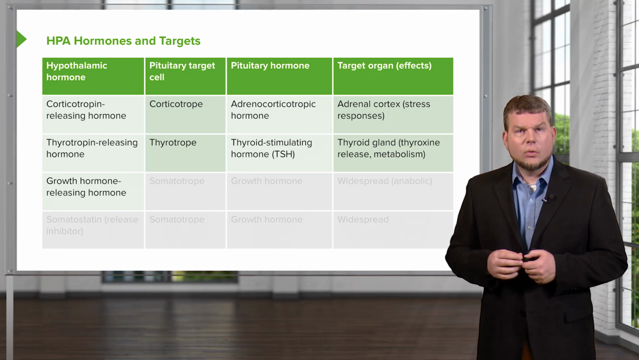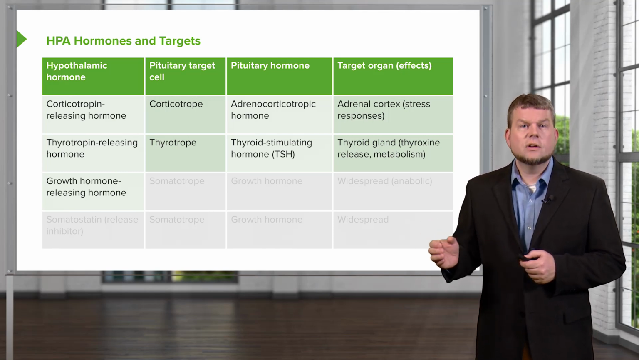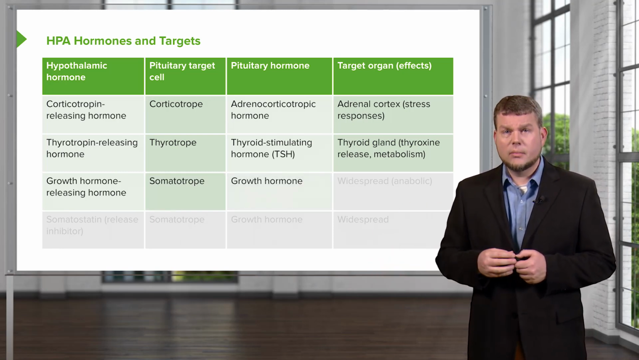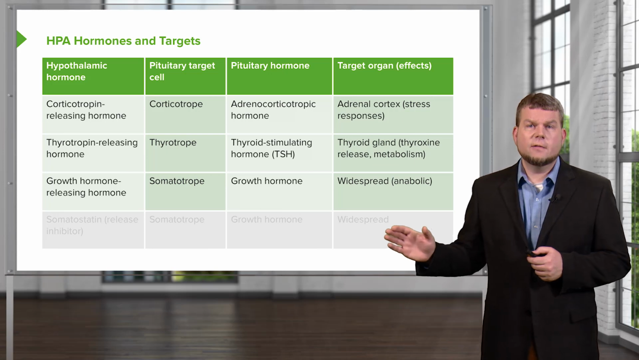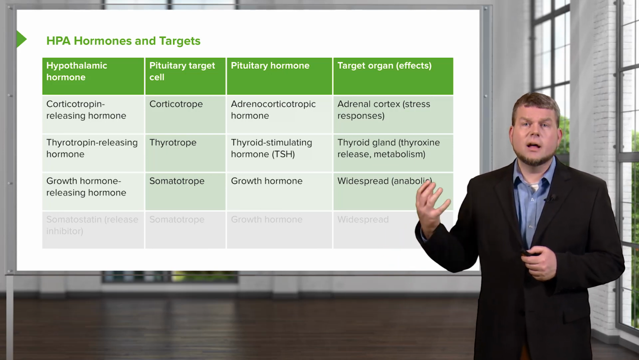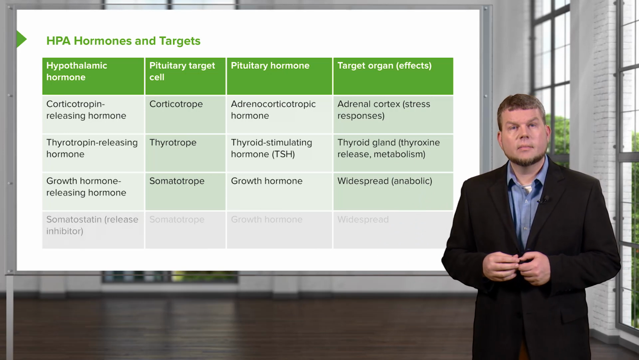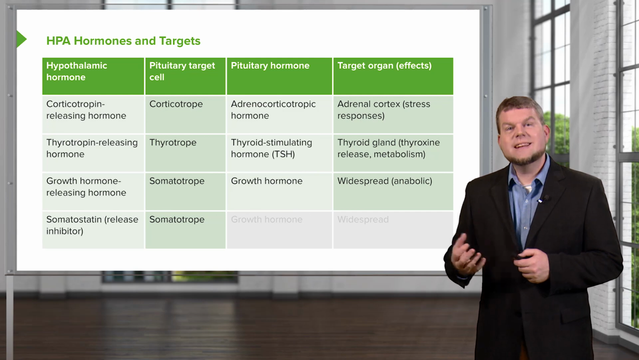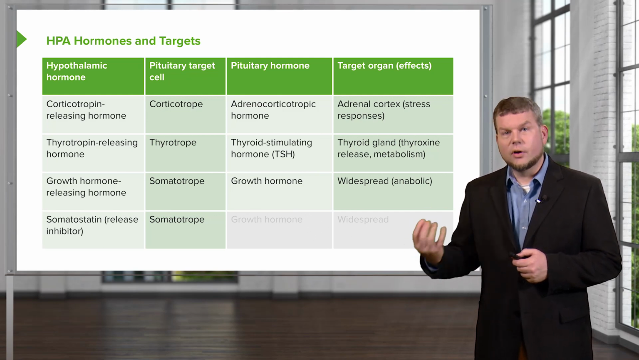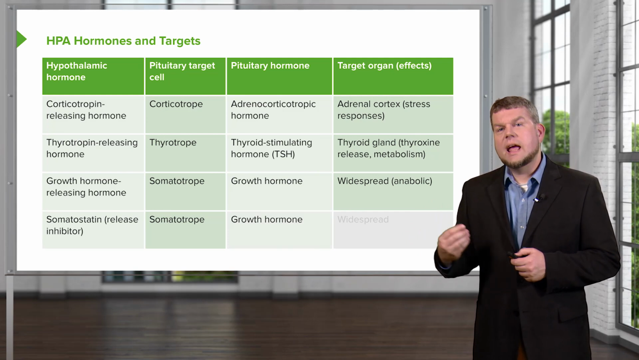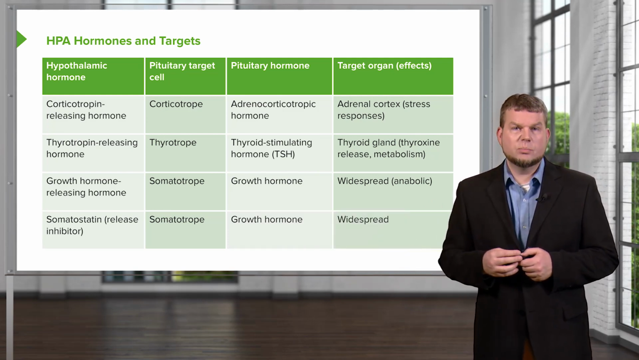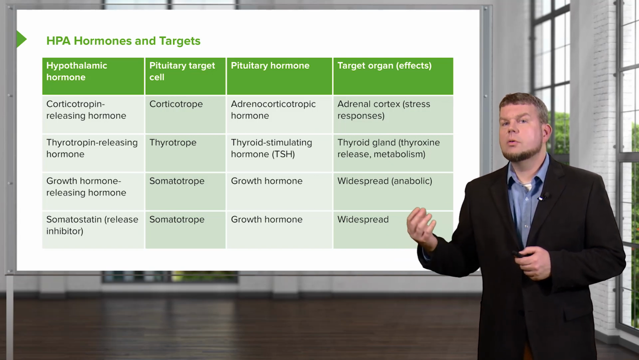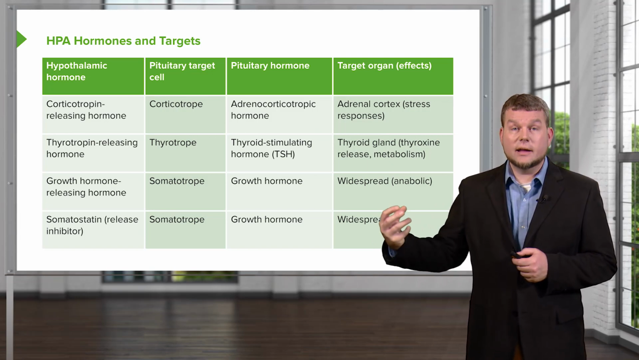Growth hormone releasing hormone, or GHRH, goes to somatotropes, and somatotropes release growth hormone. This has a lot of widespread effects, causing growth and anabolic type of responses. Somatostatin also goes to somatotropes, but it is a negative inhibitor of growth hormone, and its effects on growth hormone are widespread. Because if you prevent the release of growth hormone, you will not have its growth-like effects.